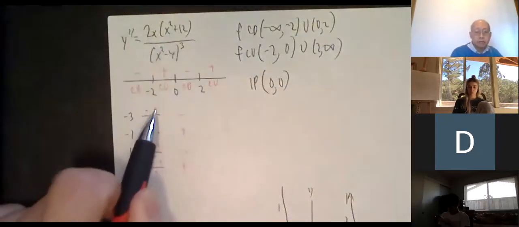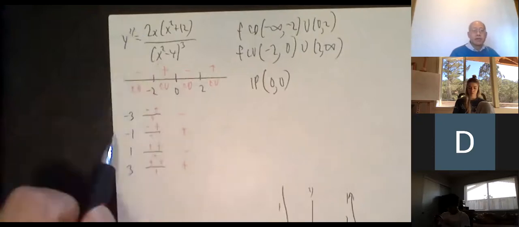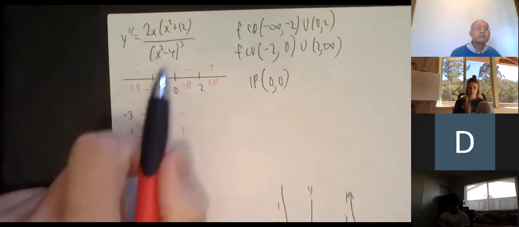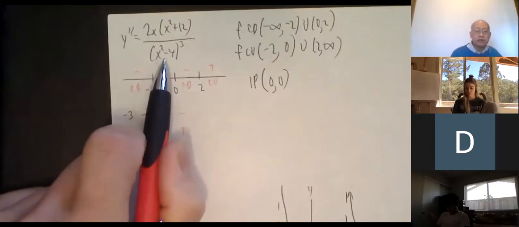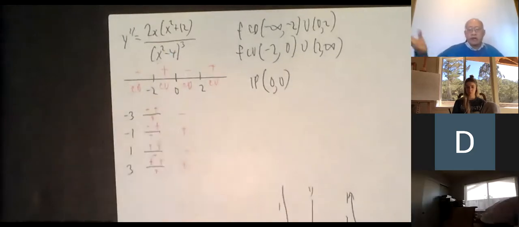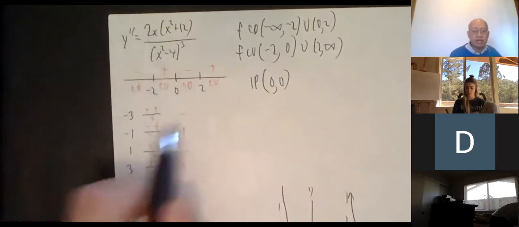Positive. So plus, plus, plus, plus. Okay. Negative 3. 2 times negative 3, negative. Negative 3 squared is 9. 9 minus 4 is 5. 5 cubed, positive. You can see we don't really care about the exact value. It's too much of a bear to find the exact value. We just need the sign. It's negative.